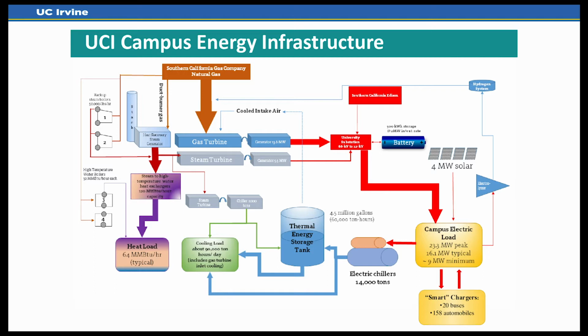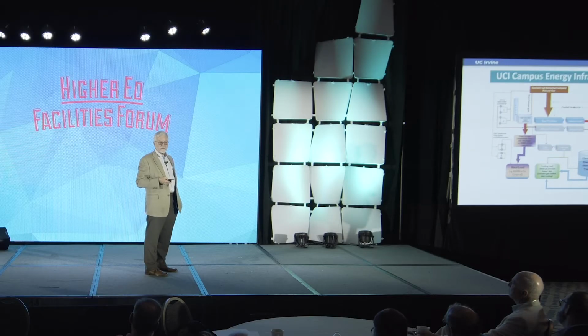Everything you see on this chart is oversized now and has capacity waiting for the campus to grow because of energy efficiency. If we'd had to add chillers and cogen in order to grow, that would have been a big cost factor. So this is a huge number, and you saw it when I gave you those examples.